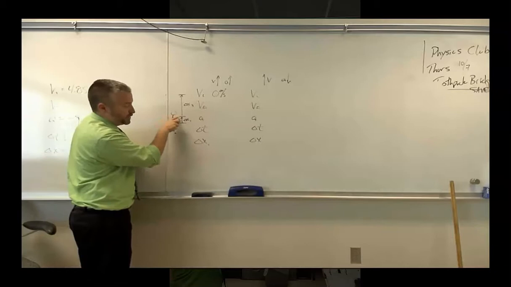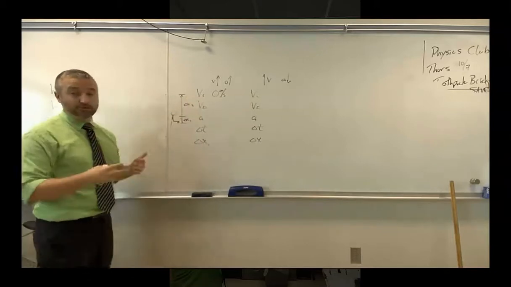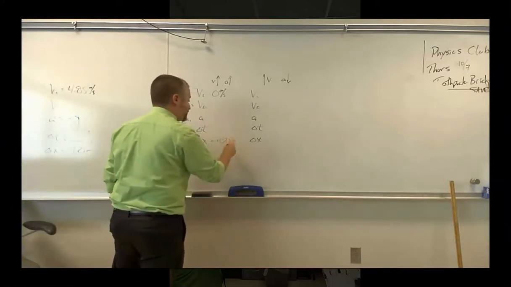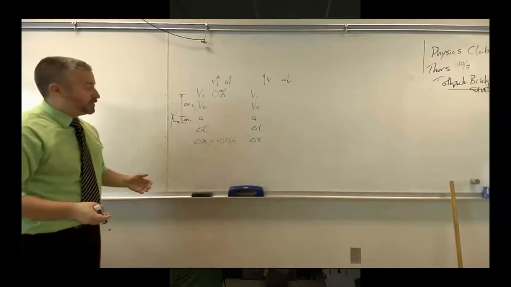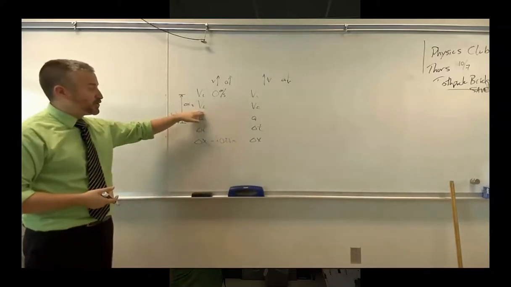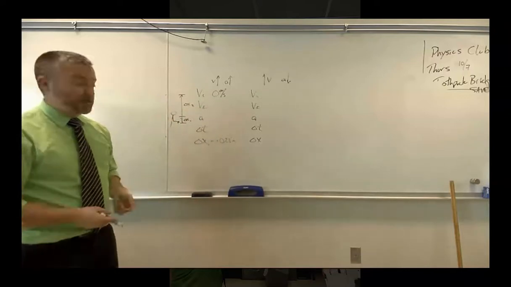You can also clearly see that the finals of the first section are going to be the initials for the second. So this should be 0.25 meters. A lot of people get stuck right here because I say, how fast does the object leave the hand? And they want to answer the question right here, but they can't because there's not enough information. So with that, you go to the next set.